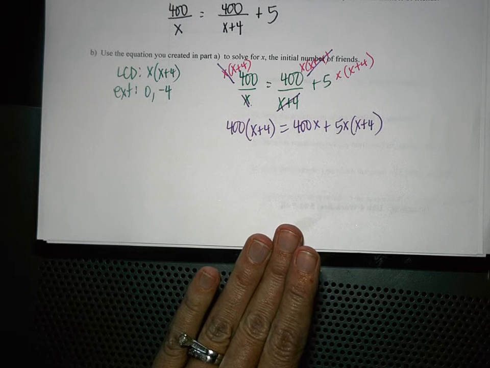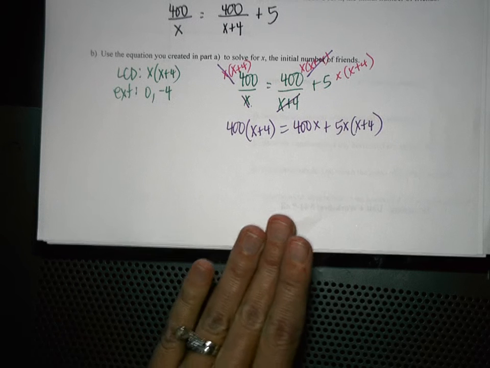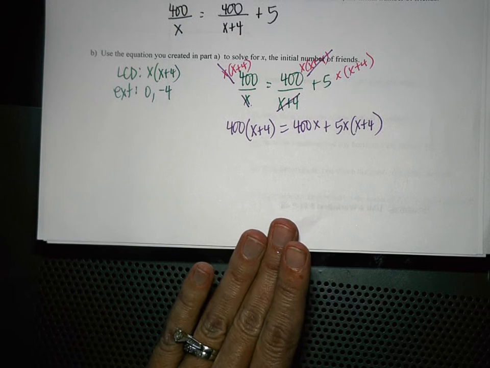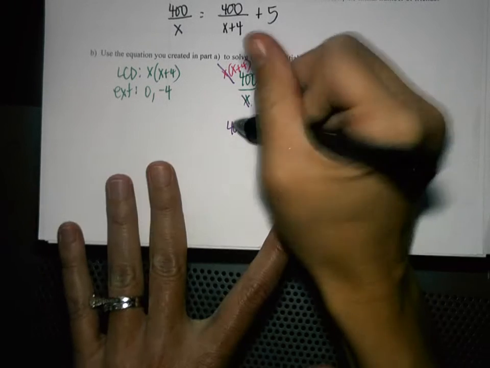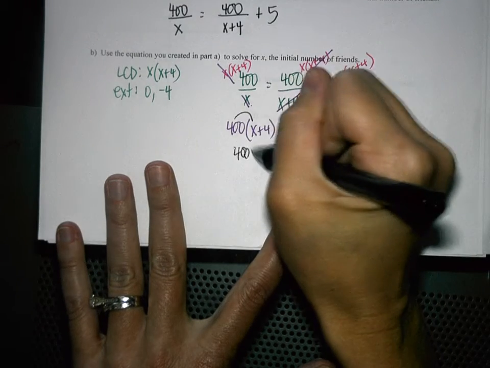We're okay? Okay, so now what? Somebody tell me, actually I'm going to pull a stick. What is the next thing I'm going to do? Kyle. Oh, you got called. What's the next thing I'm going to do? Distribute. Very good. So 400 times x is 400x.